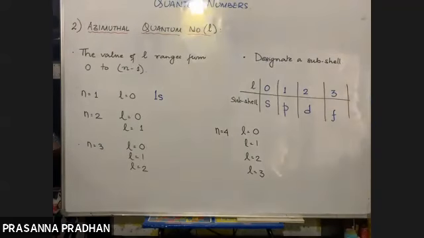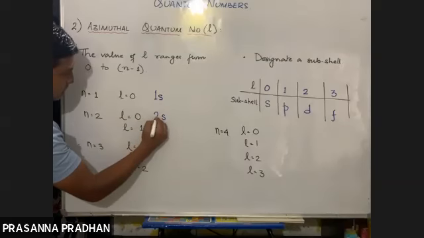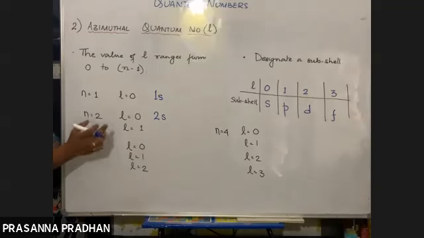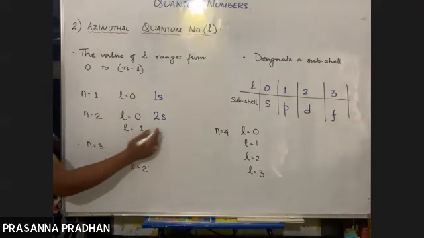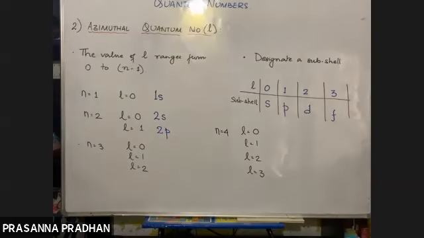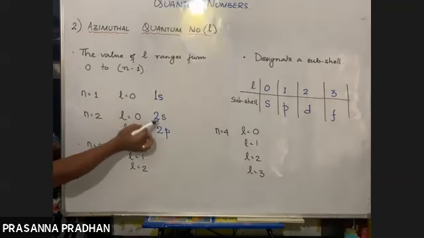What is the designation? L equals 0 means S. It is present in the second shell, so we write 2S. L equals 1 means P subshell. That P subshell is present in the second shell, so we write 2P. So in the first shell, we have only 1S. In the second shell, we have 2S and 2P.